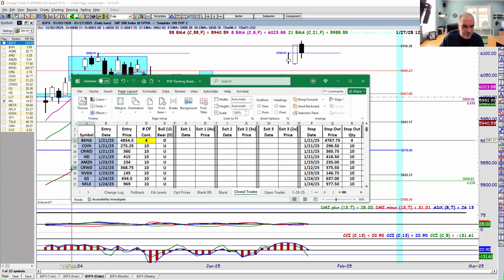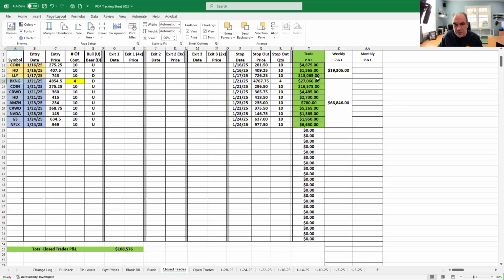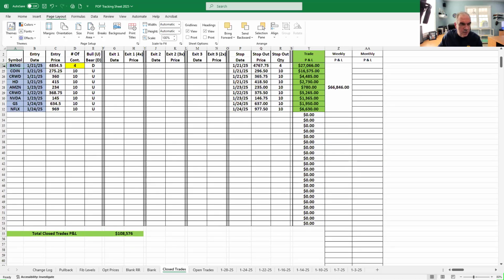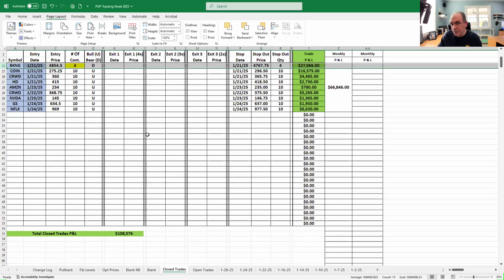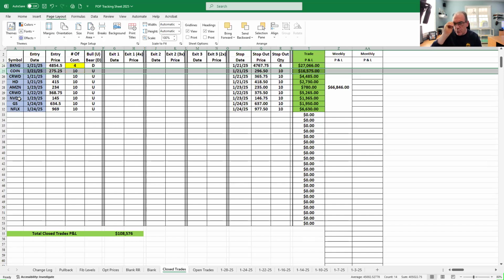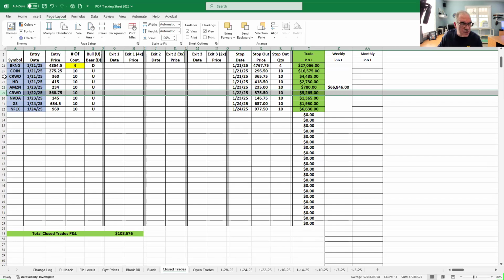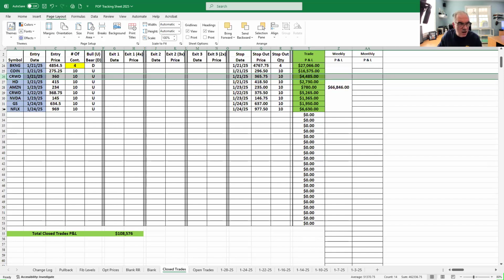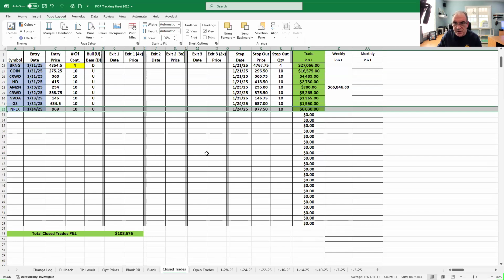Coinbase, CrowdStrike, Home Depot, Amazon, another CrowdStrike, NVIDIA, Goldman Sachs, Netflix, all great setups in there. The home run of all of them was booking, right? It equated to almost, not quite, but almost half of the P&L, and that was on 4 contracts only. Coinbase was the next one. And then we had a couple of smaller ones in there, more common of what we see in pop. CrowdStrike was $5,000. This CrowdStrike was $4,000. Netflix, haven't traded them in a while, it's 6,600, right? And then we had the 780. We did not have a losing trade last week, right?